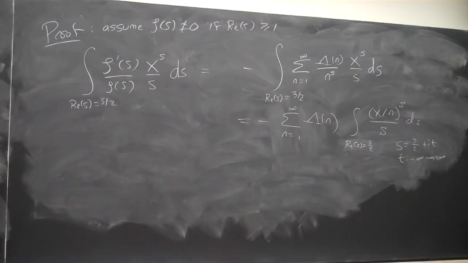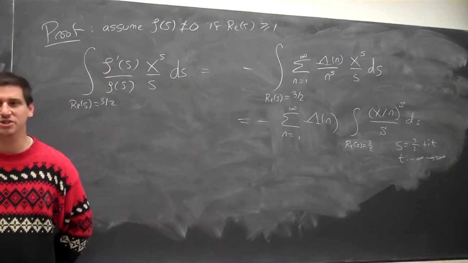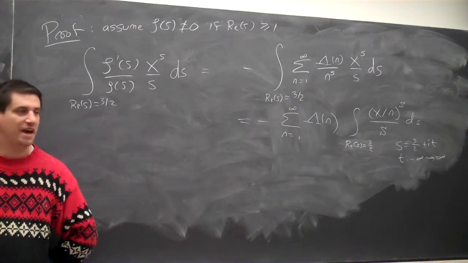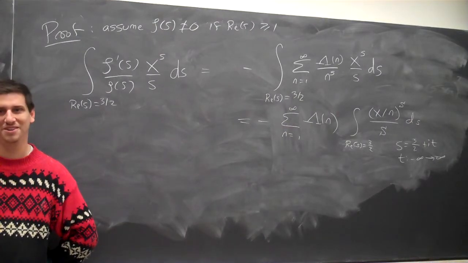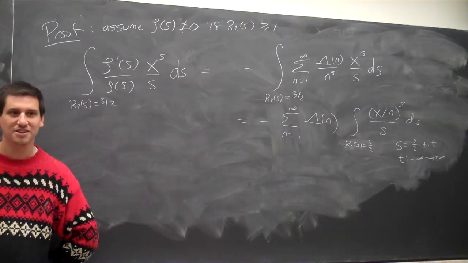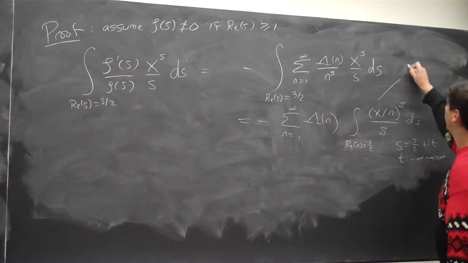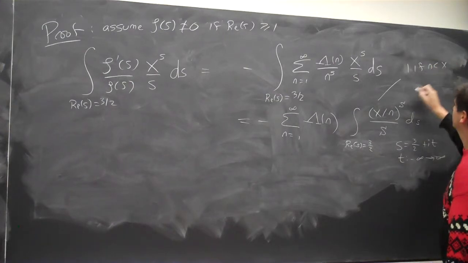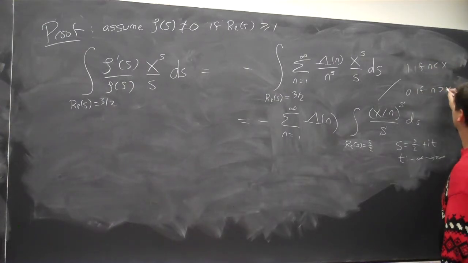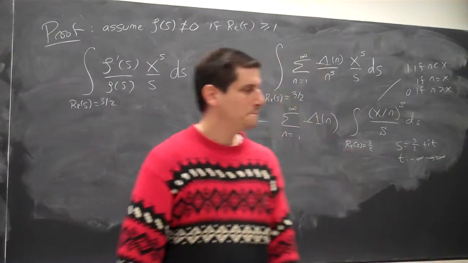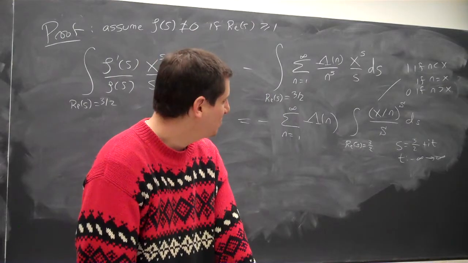This integral turns out to be very easy to evaluate. Or if it's not easy to evaluate, a better way of saying it is, it turns out to have a really nice value depending on n. If n is less than x, the integral is 1. If n is greater than x, the integral is 0. So this is 1 if n is less than x, 0 if n is greater than x. So what happens if n equals x?